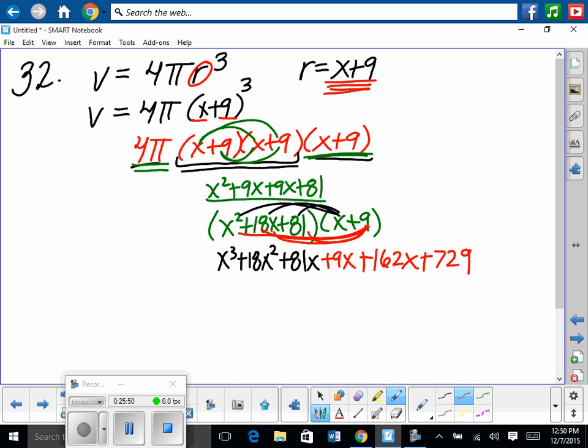Now don't forget to combine like terms. So we have all this stuff. I'm going to combine like terms. So we have an x cubed, no other x cubes, so I just took care of that. 18x squared, no other x squareds, so I have plus 18x squareds.